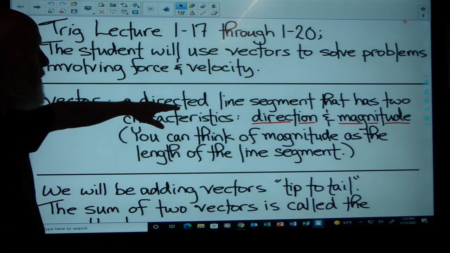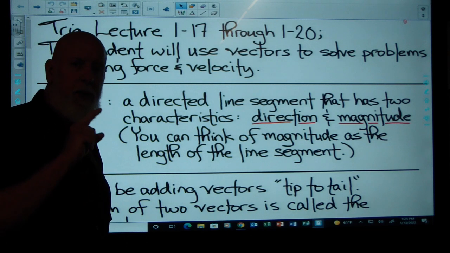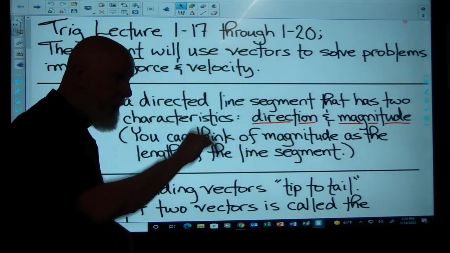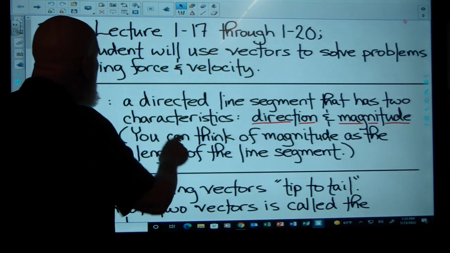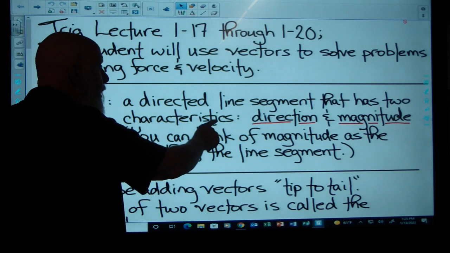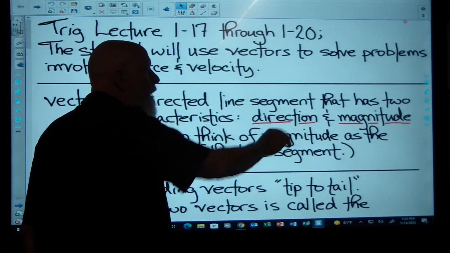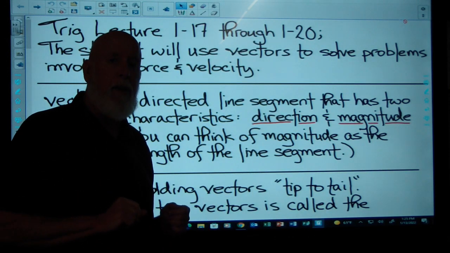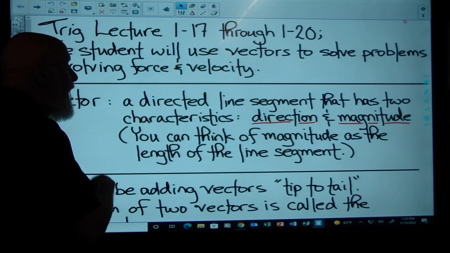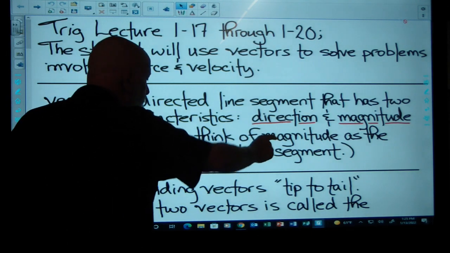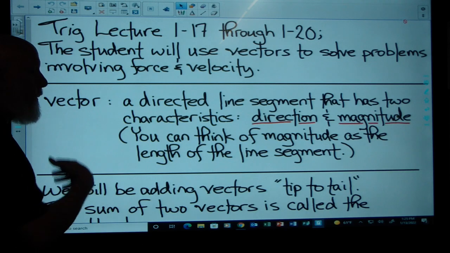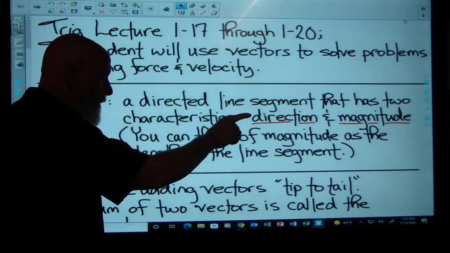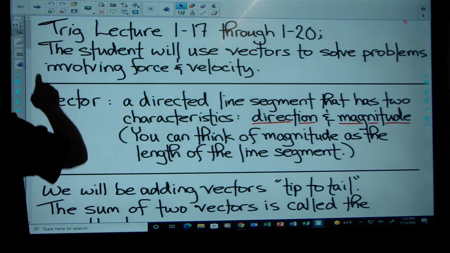First of all, a vector is a directed line segment. Directed just means it's going to have an indicated direction that a force of some sort is going to be moving, or a velocity. And a directed line segment has two characteristics, direction and magnitude. And magnitude, we're just going to think of that as the length of the segment, the length of the vector. You can think of the magnitude as the length of the line segment, which is the vector. The vector is a line segment that has direction and length, magnitude.